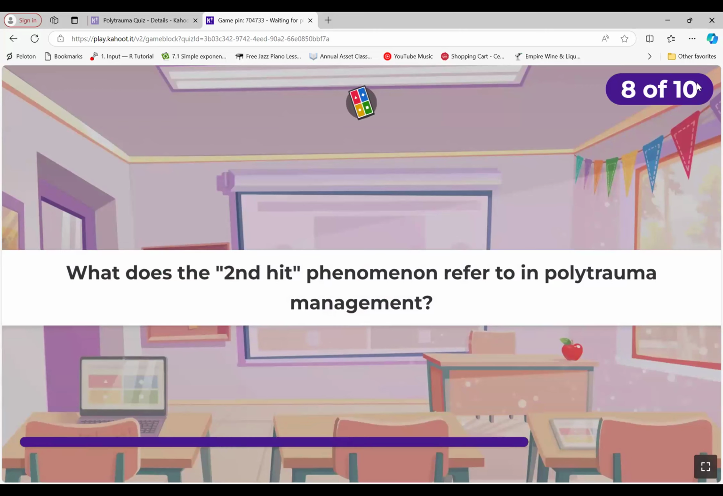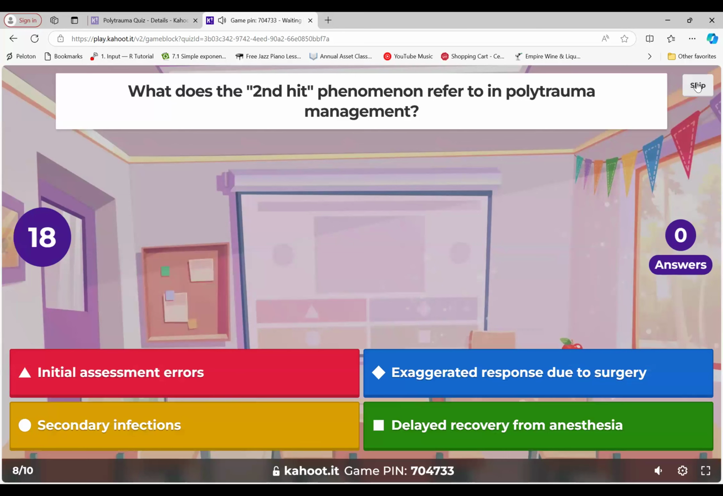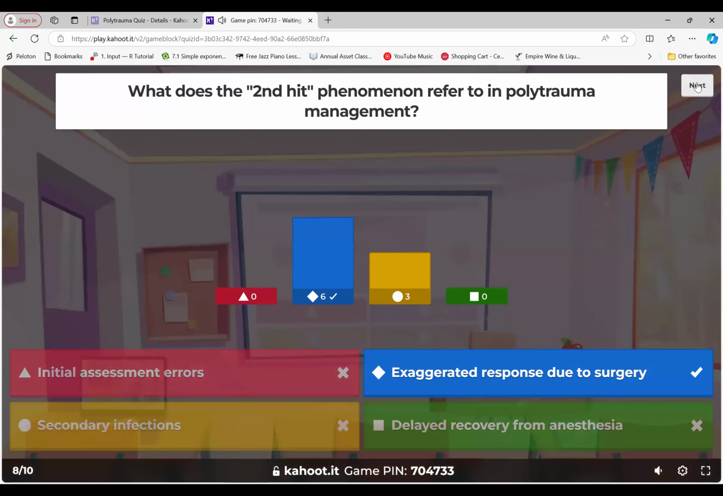What does the second hit phenomenon refer to in polytrauma management? So is it initial assessment errors, secondary infections, exaggerated responses due to surgery, delayed recovery from anesthesia? And so the answer is exaggerated response due to the surgery.